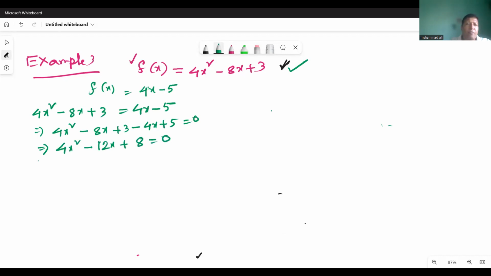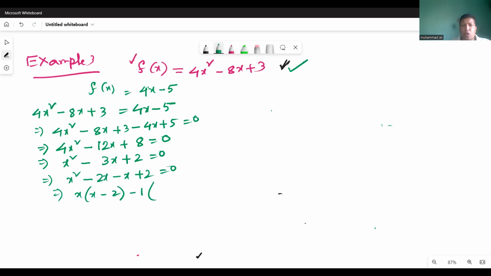If we divide both sides by 4, we get x squared minus 3x plus 2. If we factorize, x squared minus 2x minus x plus 2 equals 0. So x common, minus 1 common. So x minus 2 and x minus 1 equals 0. Therefore, x equals 2 and x equals 1. But we know that when x equals 2, we found the gradient, now where x equals 1.